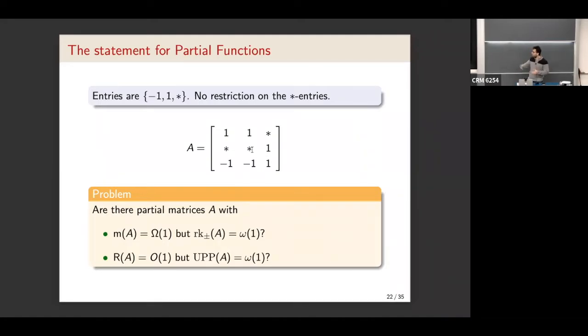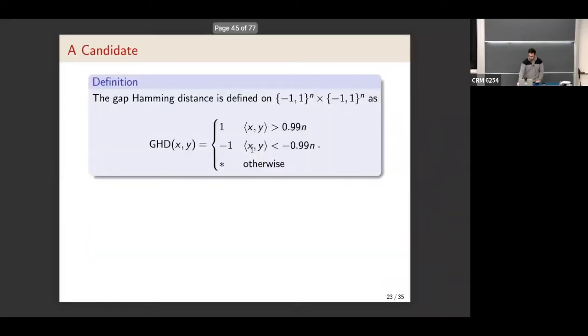Is it true that if margin is large, then psi rank is small? Are there matrices where margin is large, but psi rank is, say, large? Psi rank is a small thing. And are there matrices where randomized communication complexity is small, but UPP is large? Now, there's a natural candidate.